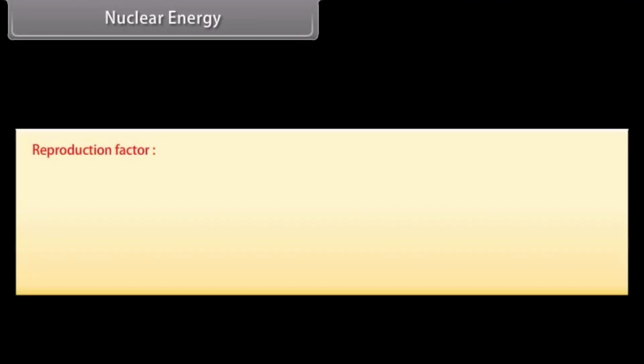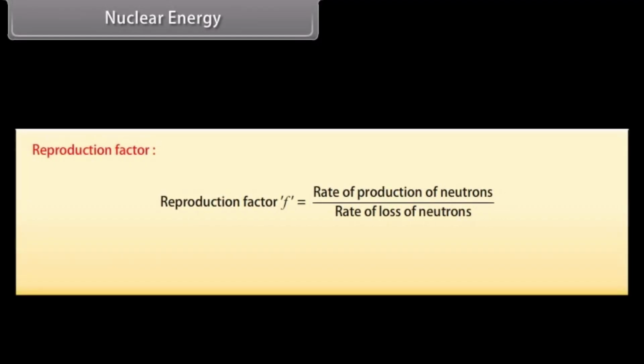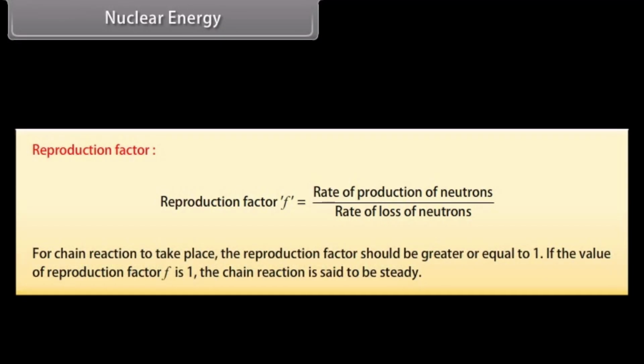Reproduction factor. It is defined as the ratio of rate of production of neutrons to the rate of loss of neutrons. For a chain reaction to take place, the reproduction factor should be greater than or equal to 1. If the value of reproduction factor K is 1, the chain reaction is said to be steady.